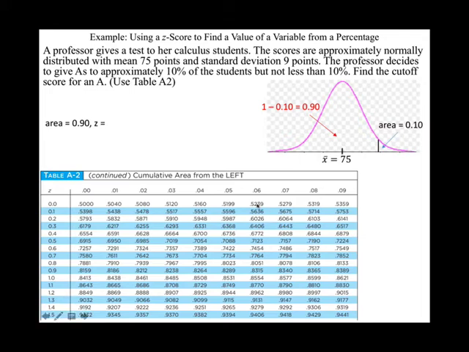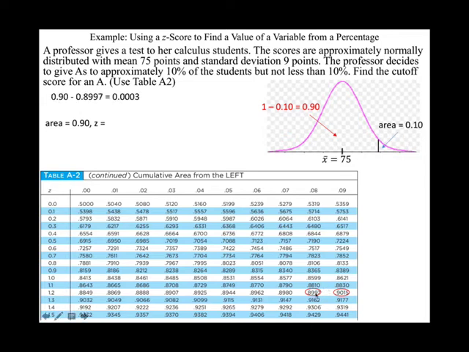You can see here 0.5, 0.6, 0.7, 0.8. This is going to be close to 0.90. So we have 0.8980, 0.8997, or 0.9015 here. These two should be really close to the area of 0.90. But which one are we going to pick? We want to pick the one that's closest to 0.90.